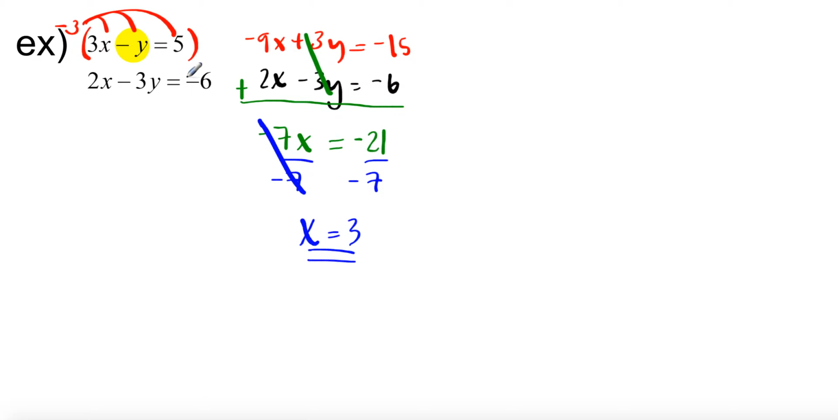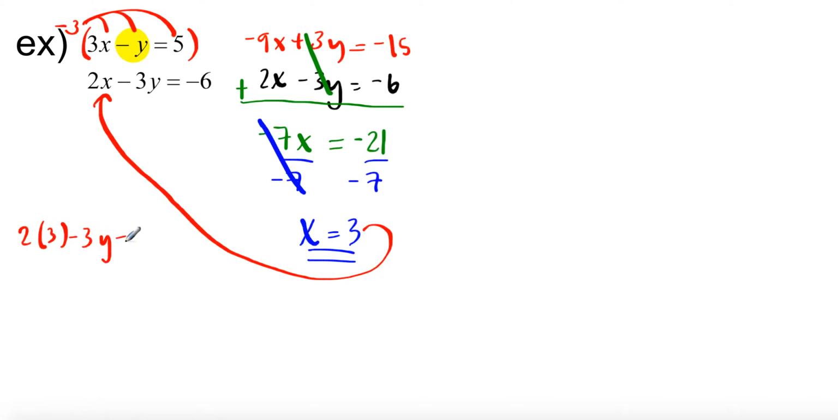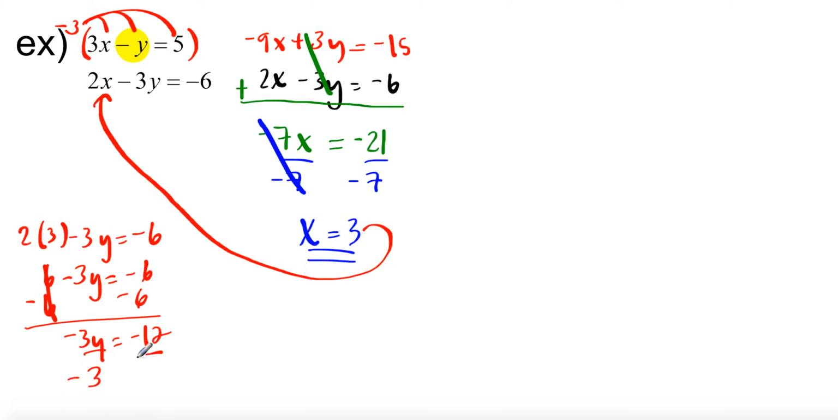Now we have to substitute the 3 in for x in either the first one or the second one. It does not matter. I'm going to plug it into the second equation just because I plugged it into the first equation before. So I'm going to plug it in right there. That gives me 2 times 3 minus 3y equals negative 6, giving me 6 minus 3y equals negative 6. Subtract 6 on both sides. 6's cancel. Negative 3y equals negative 12. Divide by negative 3 on both sides, and we get y is equal to positive 4. Final answer, 3, 4.